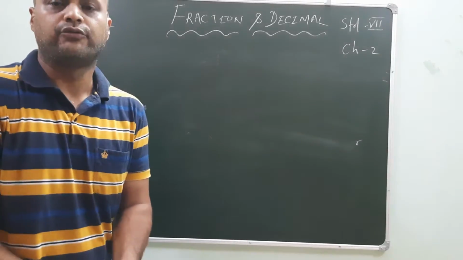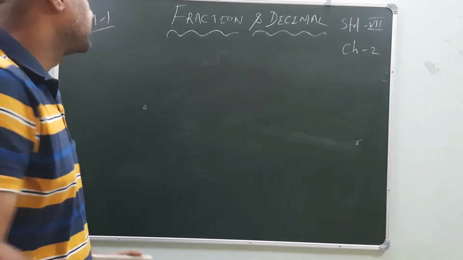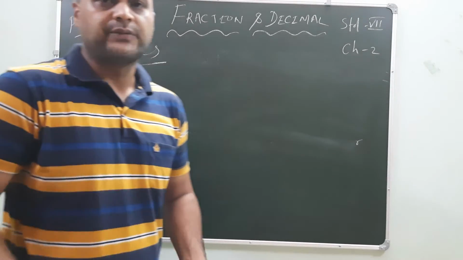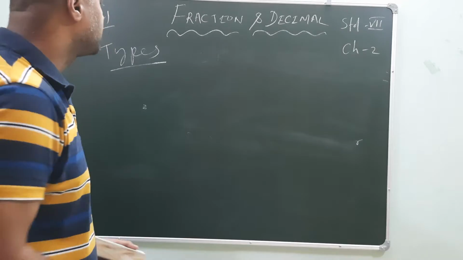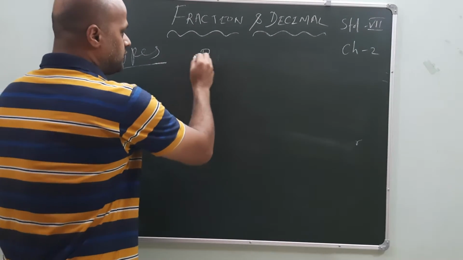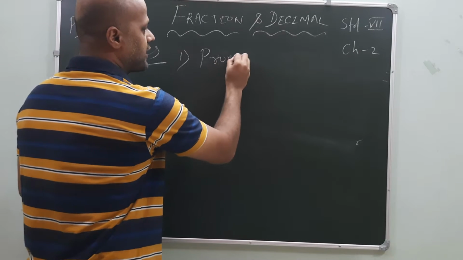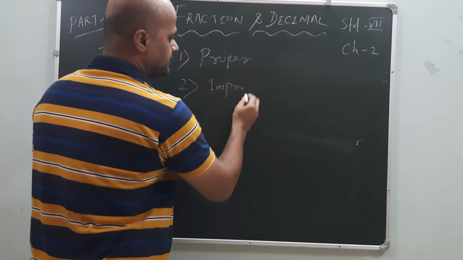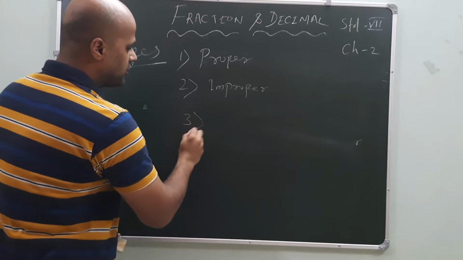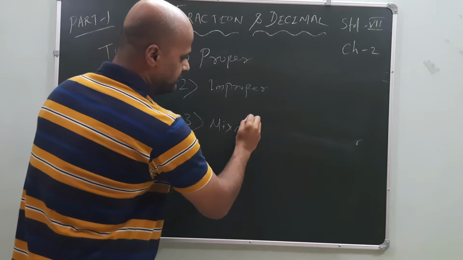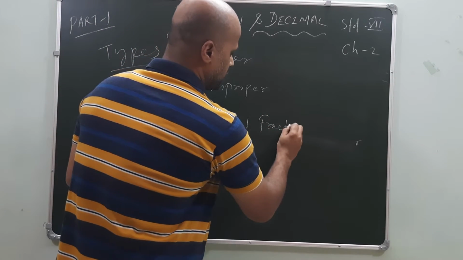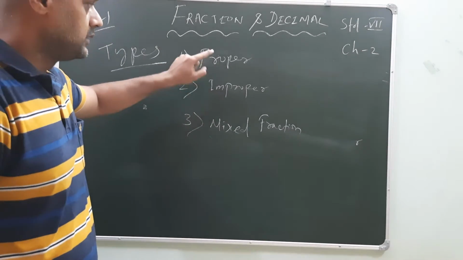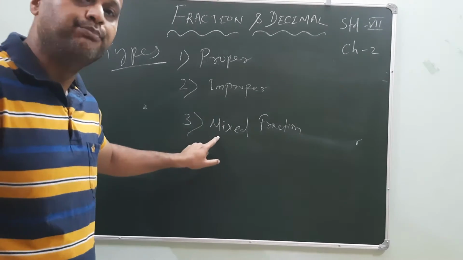Now come to the point: how many types of fractions are there? The next topic is types. There are 3 types of fractions. The first one is proper fraction, the second one is improper fraction, and the third one is mixed fraction. So the 3 types of fractions are proper fraction, improper fraction and mixed fraction.